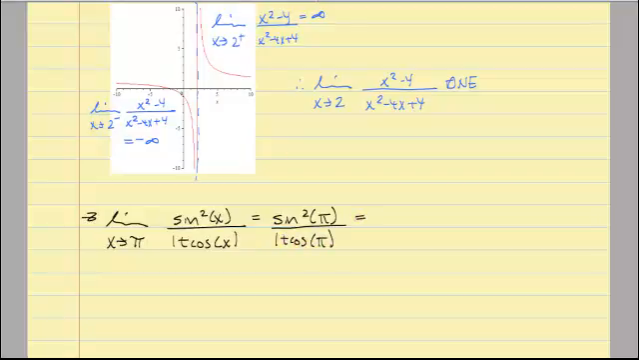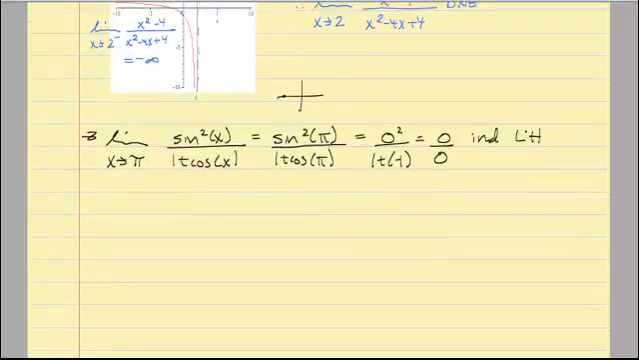1 plus cosine of pi. Okay, in the numerator, the sine of pi. Well, if we take a quick look at our unit circle, here's pi over in this direction. The sine, of course, is 0. 0 squared is 0. The cosine of pi is negative 1. 1 plus a negative 1 is 0. I get 0 over 0, which is indeterminate. And I know now it's not only indeterminate, it's indeterminate L'Hopital's. So let's go ahead and apply L'Hopital's rule.